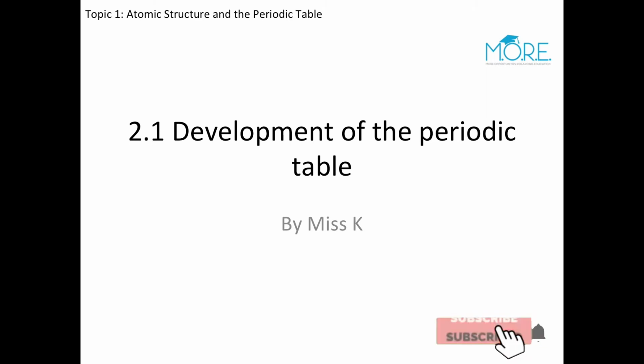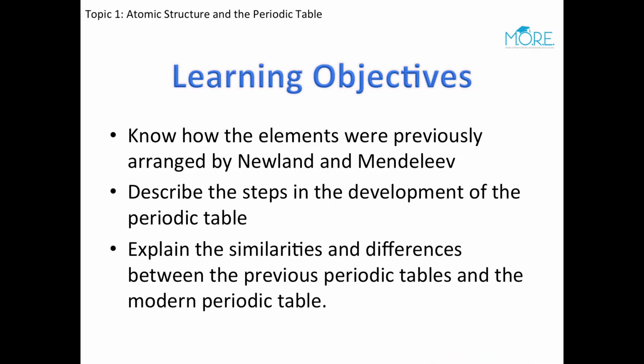Today we're going to be looking at the development of the periodic table. Our learning objectives: know how the elements were previously arranged by Newland and Mendeleev, describe the steps in the development of the periodic table, and explain the similarities and differences between the previous periodic tables and the modern periodic table.